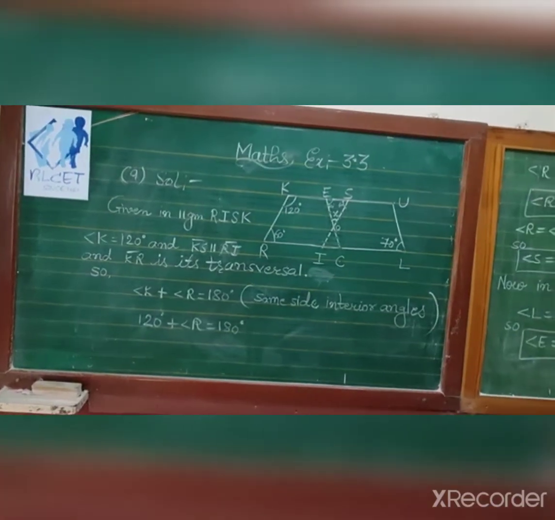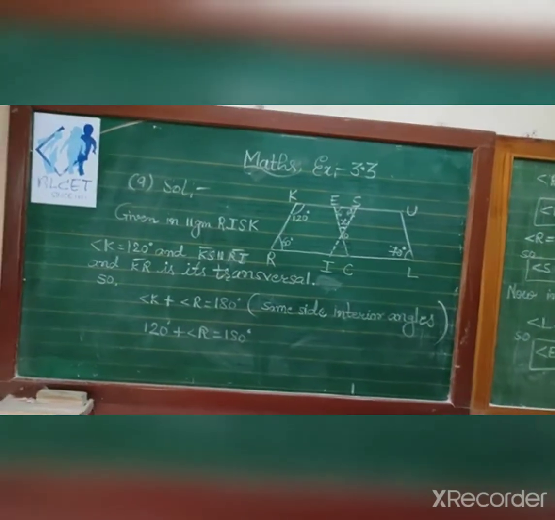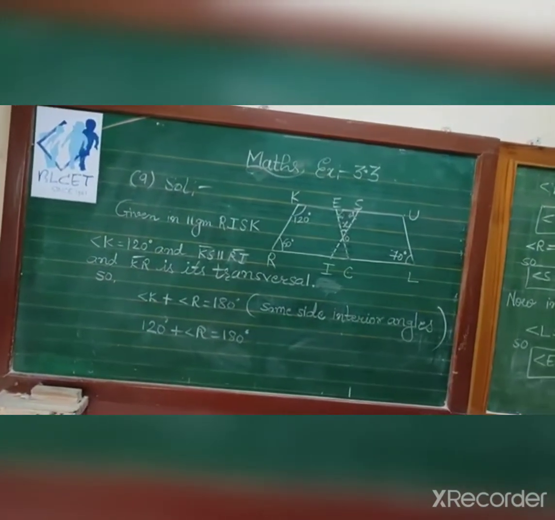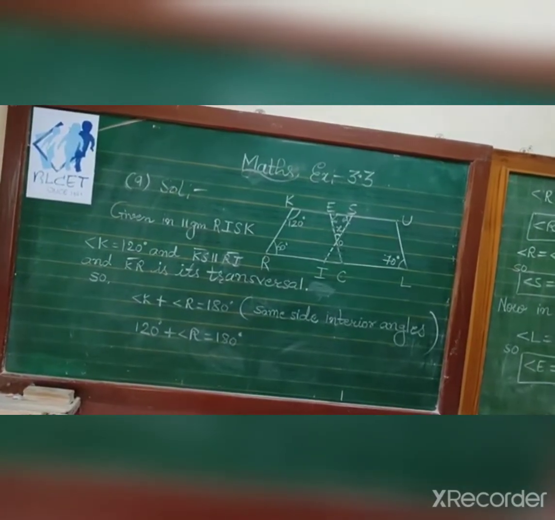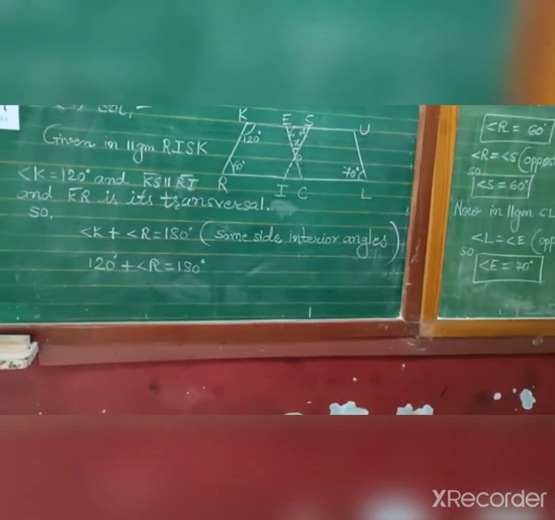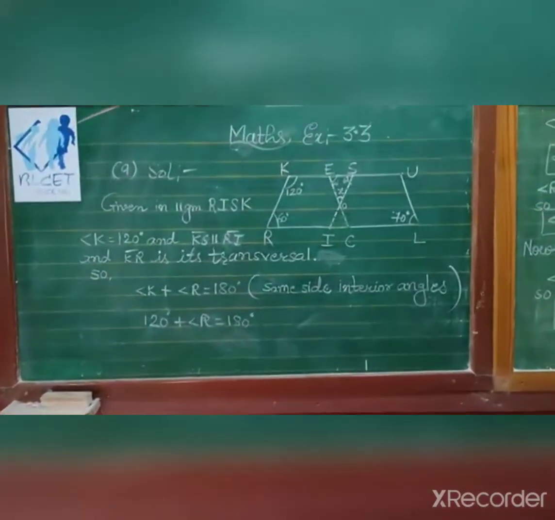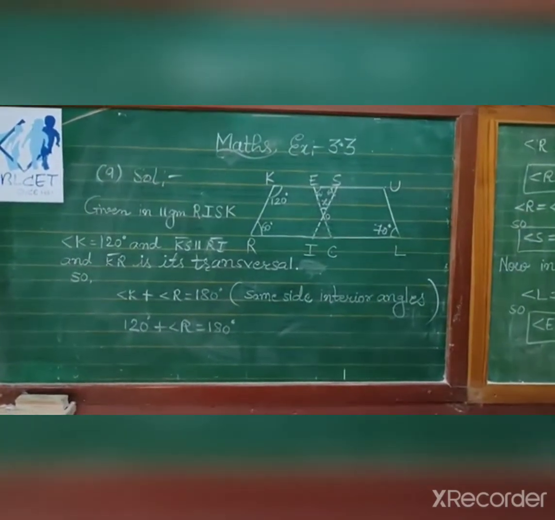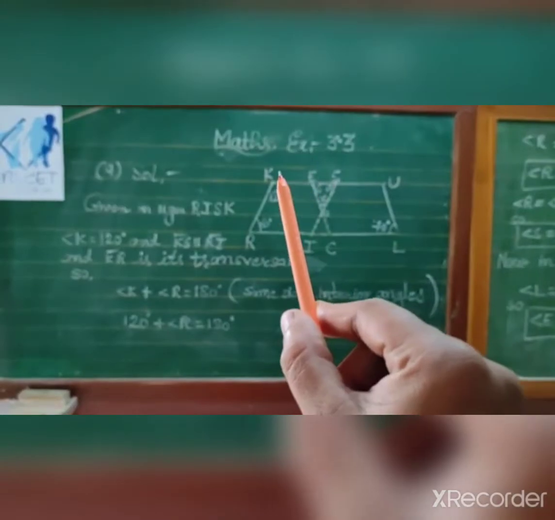Let us start from exercise 3.3 and question number 9. In the above figure, both RISK and CLUE are parallelograms. Find the value of x. Okay, let us start. You can see I have drawn the figure. First parallelogram SK.